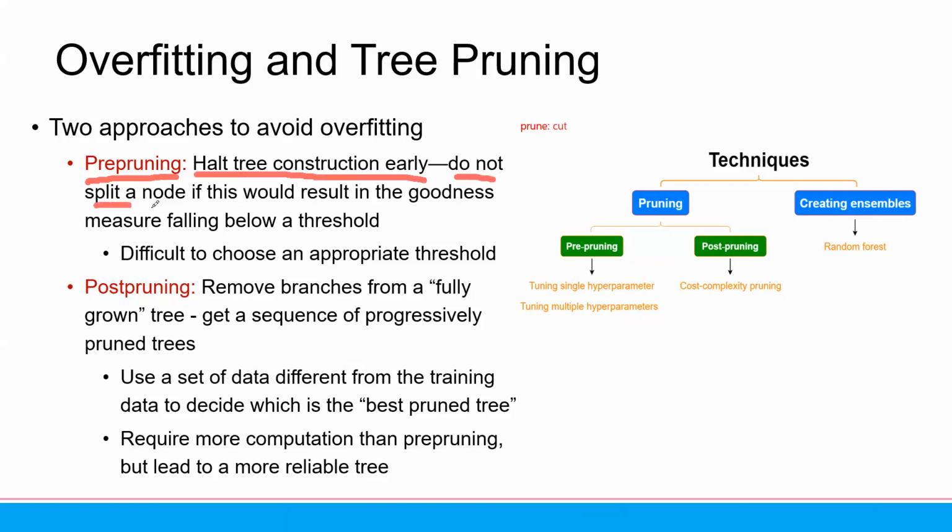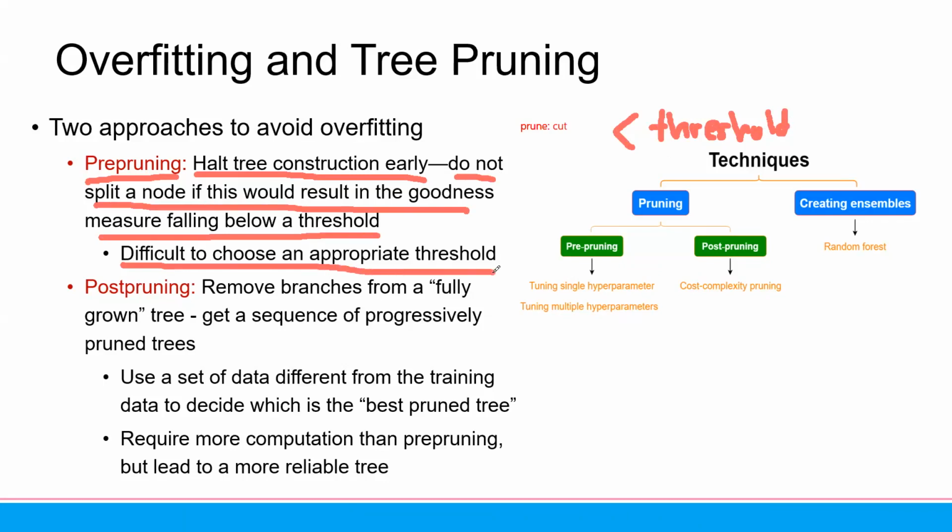Do not split a node if this would result in the goodness measure falling below a threshold. So if some value is below the threshold, then we do not put it into the tree. But this pre-pruning is difficult because we need to choose the appropriate threshold. Maybe we need to tune a single hyperparameter, or multiple hyperparameters. We will learn what the parameter is later.